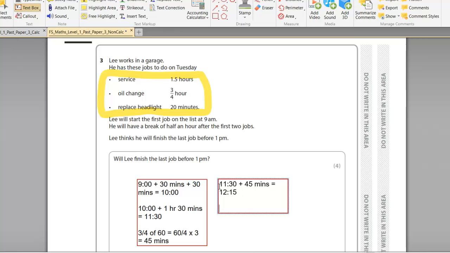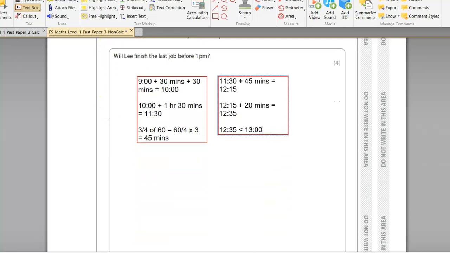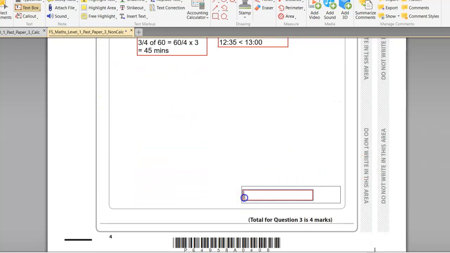And then to replace the headlight is 20 minutes. So 12:15 plus 20 minutes is 12:35. And Lee thinks he will finish the last job before 1 p.m. Well, 12:35 is less than 1 p.m., because 1 p.m. is the same as 1300, of course. So will Lee finish the last job before 1 p.m.? So that requires a yes or no answer in this box.